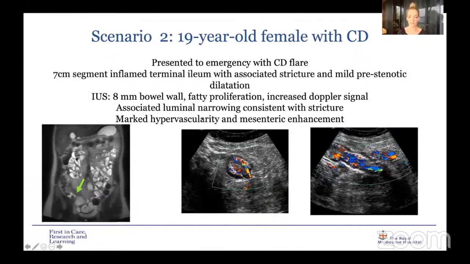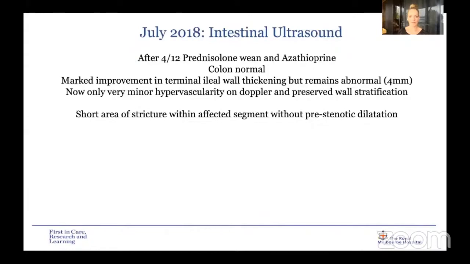8 millimetre thick bowel wall. So that's significantly increased. She had fatty proliferation, you can see with that mesenteric fat hyperechogenicity, increased Doppler in the bowel wall, some associated luminal narrowing consistent with a stricture, marked hypervascularity and mesenteric enhancement. So the reason I'm showing you this one is not for the actual diagnosis, because the MRI demonstrated she had active inflammation, but to show its utility in monitoring treatment response.